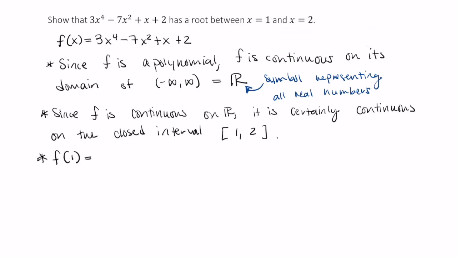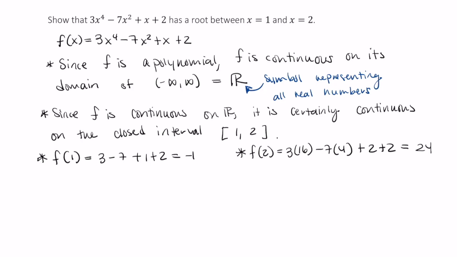f evaluated at 1 is equal to 3 minus 7 plus 1 plus 2, which is equal to negative 1. f evaluated at 2 is equal to 3 times 16 minus 7 times 4 plus 2, which is equal to 24. Okay, so we've definitely verified that f evaluated at 1 does not equal f evaluated at 2. And we have everything we need to prove, to show that there is a root between x equals 1 and 2 here, using the intermediate value theorem.